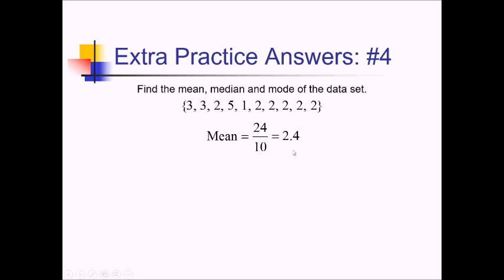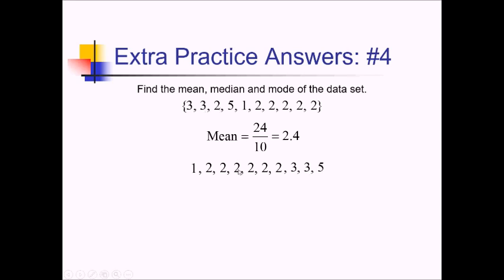Now for the median, we have to put these in order and cross off numbers till we get to the middle. So we've got 1, that's the smallest number. After that, we have a 2, but not just one of those. There's 1, 2, 3, 4, 5, 6 of those 2s. And then we have 2 of these 3s. And then finally we have that lone 5 at the end.